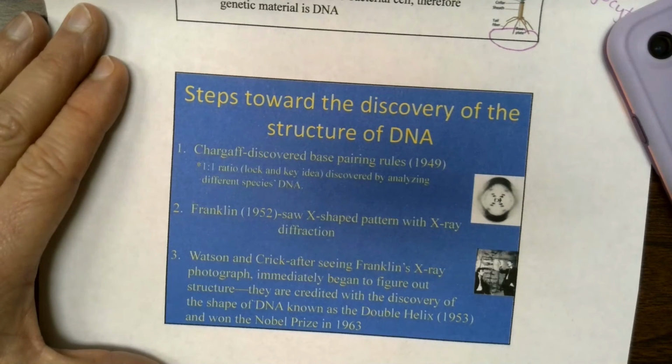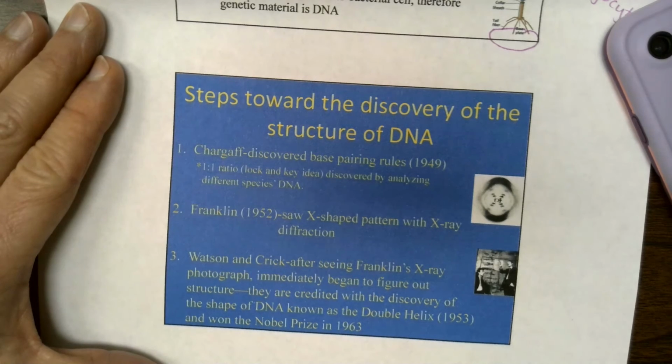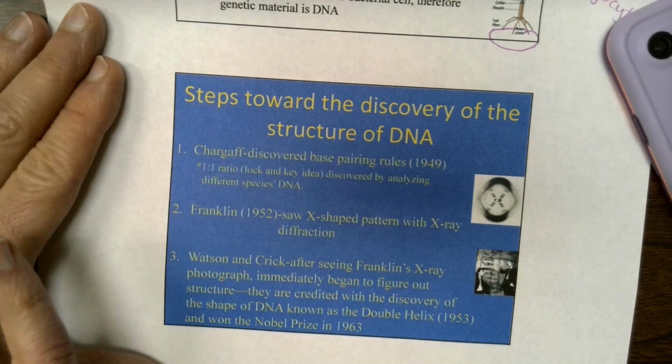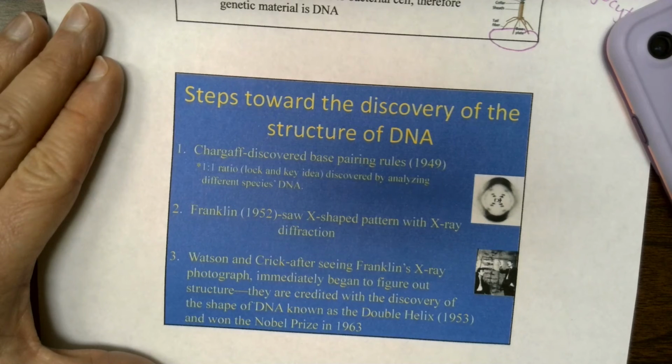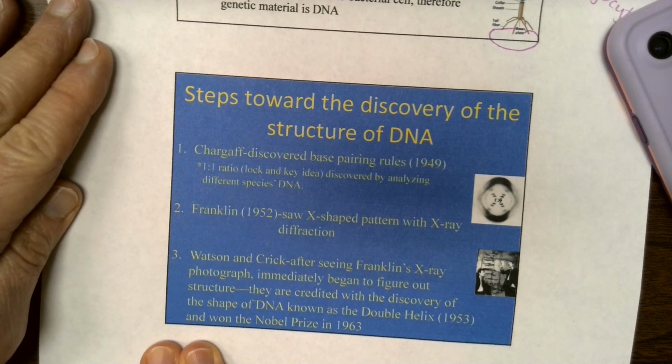All right, and then truly from a structure standpoint, not just that perhaps DNA is genetic material, Chargaff discovered the base pairing rules in the 1940s. And he discovered that basically there's a 1-to-1 ratio, okay, kind of a lock and key idea, similar to enzymes and substrates as far as things fitting together. He looked at different species' DNA, and he figured out that for every adenine there was one thymine, okay, and for every guanine there was one cytosine in a strand of DNA. So it's always a 1-to-1 ratio. Adenine pairs with thymine, guanine with cytosine.